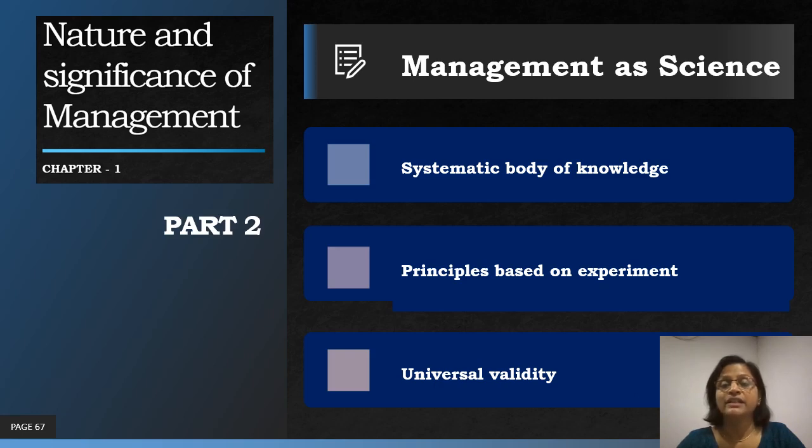Management as a science is an inexact science, because management also has a systematic body of knowledge and the principles are based on experiments. We cannot fully agree that the principles are based on experiments, because management deals with human beings and their behaviors differ, so we cannot find the exact outcome. And the principles of management are not universally accepted as the principles of science. So we can finally say that management is an inexact science, not a pure science.